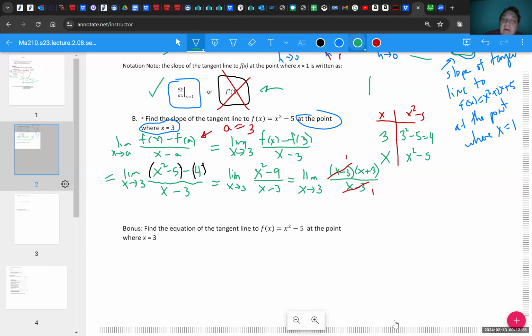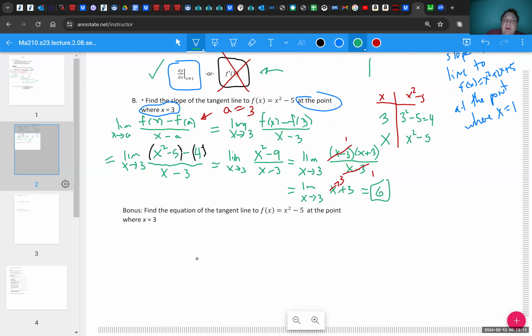The ones don't matter. So we get the limit as x approaches 3 of x plus 3. x is getting infinitesimally close to 3, so this is getting super, super close to 3. So the limit becomes infinitesimally close to 3 plus 3, which has a value of 6. So 6 is our slope of the tangent line at that particular point. All right, so that's using the alternate formula.